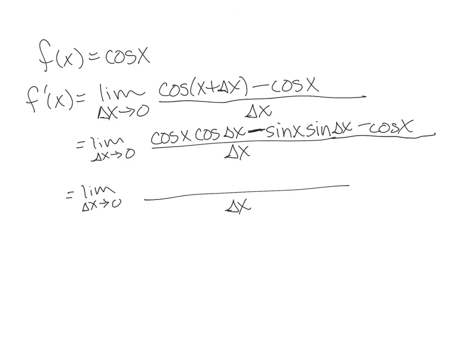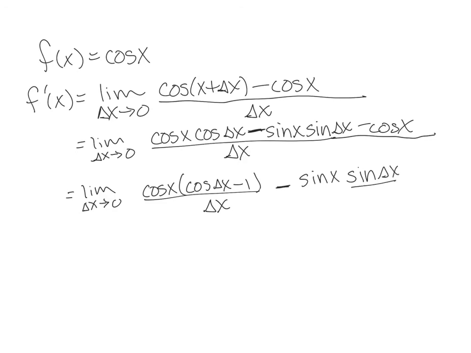And when you're doing problems like this, you don't have to know the answer before you start working the problem, guys. I know I'm going to split this into two fractions, so I'm going to do that in this step. My second term is a minus sine of x times sine delta x over delta x.